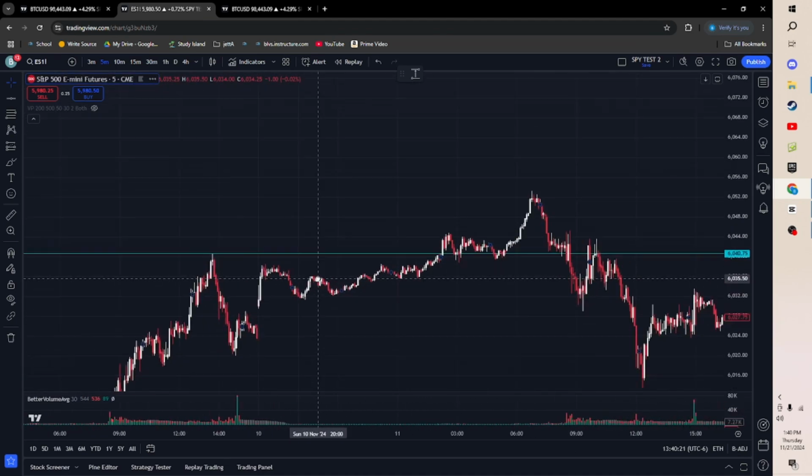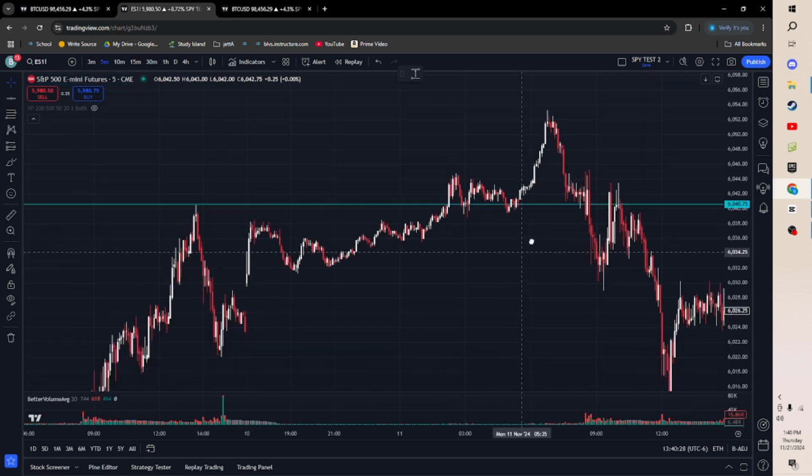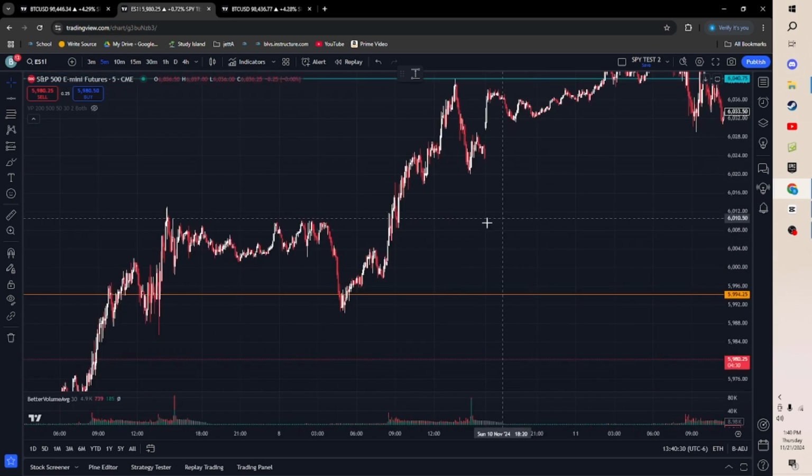Boom. And look, we break through this level, we come back down, we retest it, come back up a little bit, retest it again, pop. Okay. So this is just an example of how to use price levels for day trading. Okay.